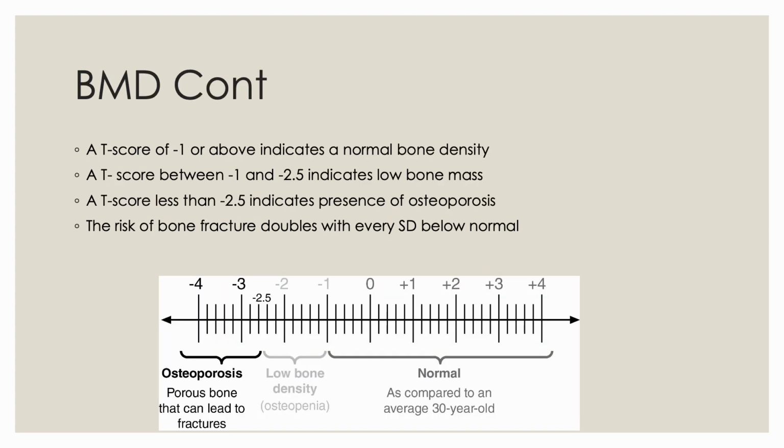When we're looking at bone mineral density, a T-score of -1 or above indicates a normal bone mineral density. If you recall, the normal distribution for T-scores, the mean is 50 and each standard deviation is 10. So just keep that in mind. A T-score between -1 and -2.5 indicates low bone mass, and a T-score less than -2.5 indicates the presence of osteoporosis. The risk of bone fracture doubles with every standard deviation below normal, or below that -1, which can be depicted here on this figure.